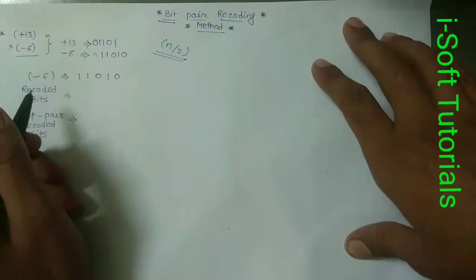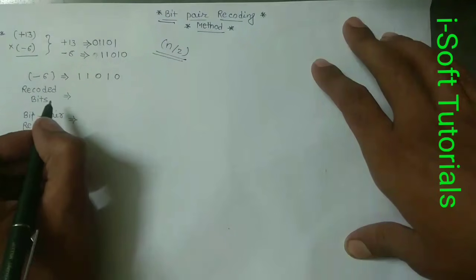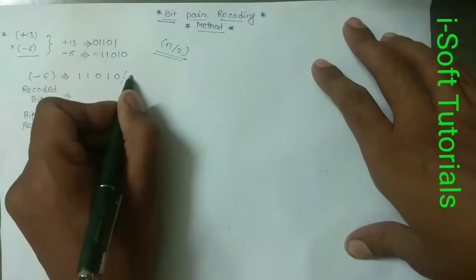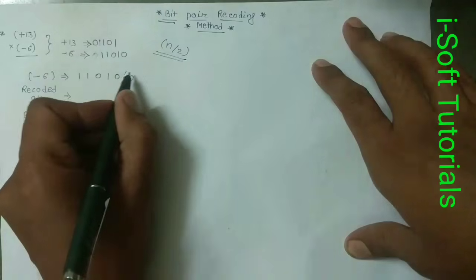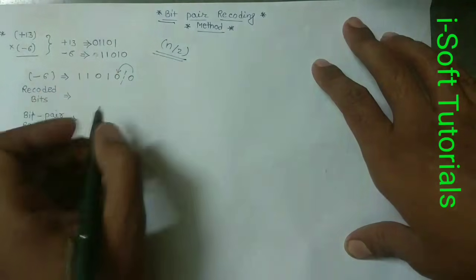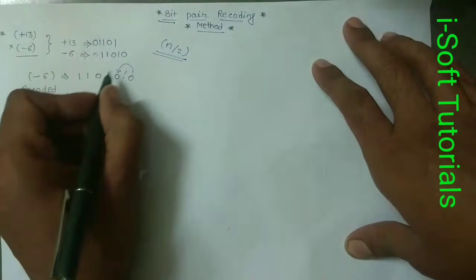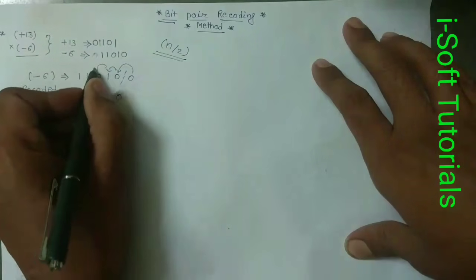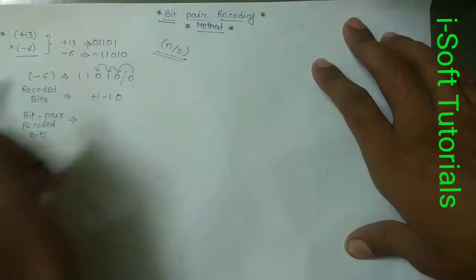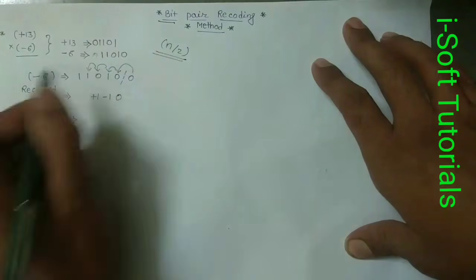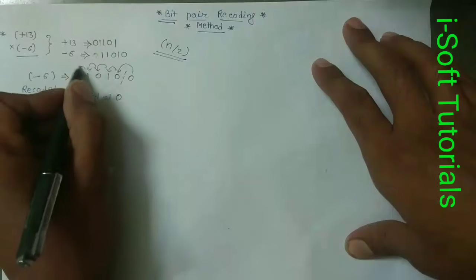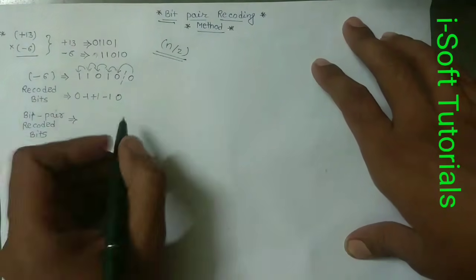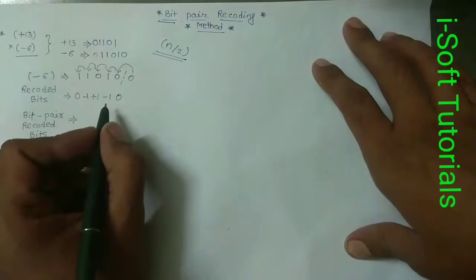Recoded bits, first we will form recoded bits by Booth's algorithm. So simple, we will add extra 0 for forming pairs. So scan from LSB: 0, 0, 0, 0, 1, minus 1, 1, 0, plus 1, then 0, 1, minus 1, 1, 1, 0. So this we got as recoded bits from Booth's algorithm for multiplier.